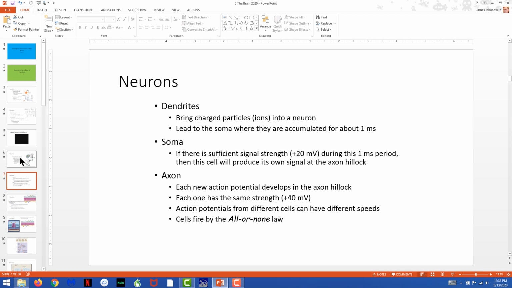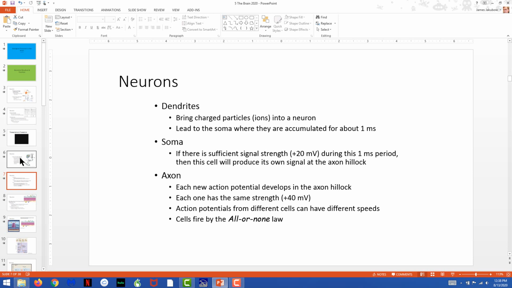Now the axon itself, if you've crossed that threshold, and make sure that you're aware of that threshold, it is a positive 20 millivolt signal within 1 millisecond. Okay, I'll say that again. The threshold to generate an action potential in the axon is that you must cross a positive 20 millivolts of charged particles within a 1 millisecond period.